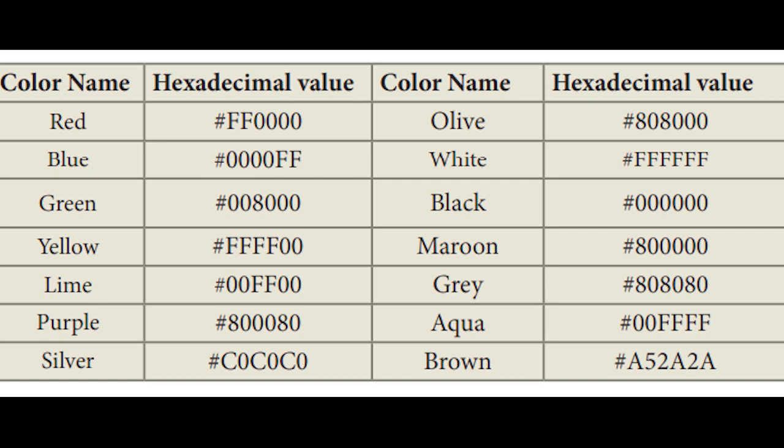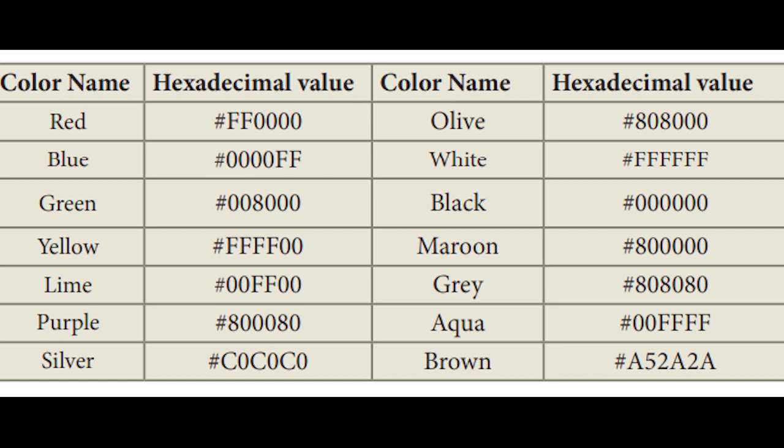The color code will be like this. Here they have given a table for some basic colors, right? For red, you have to give the color code as hash FF0000, right? That color name is olive, right? If it is olive, the hexadecimal value will be hash 808000, right?